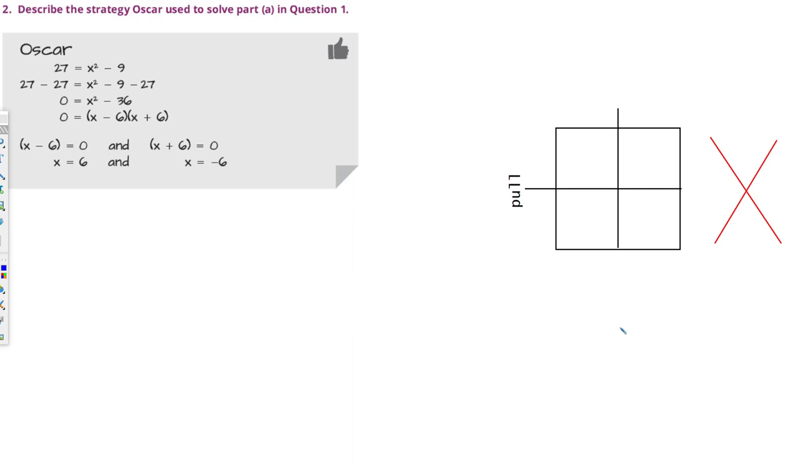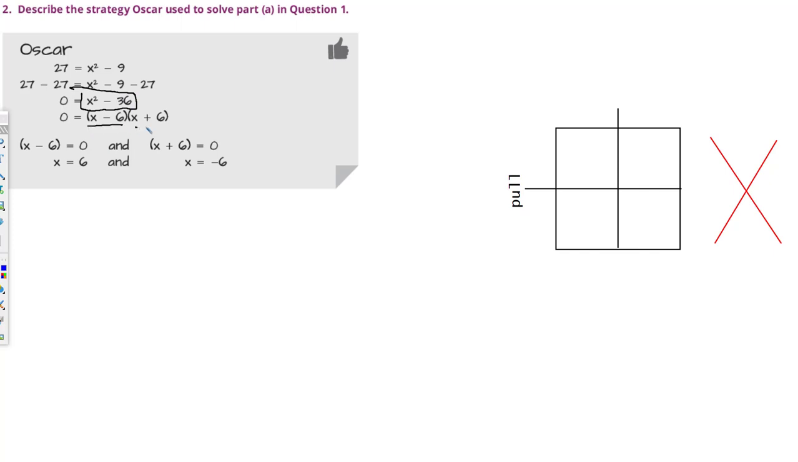Oscar went about it a little bit differently. What did Oscar do that was different? You might look back at your 1A, because it's the same question. What did he do different than us? He subtracted 27. He moved the 27 instead of moving the 9. So he brought everything to the same side. If you're ever going to factor, you need everything on the same side.